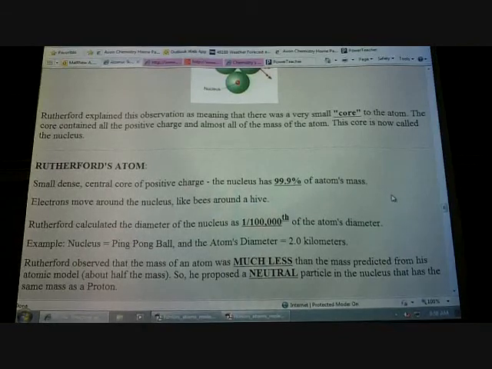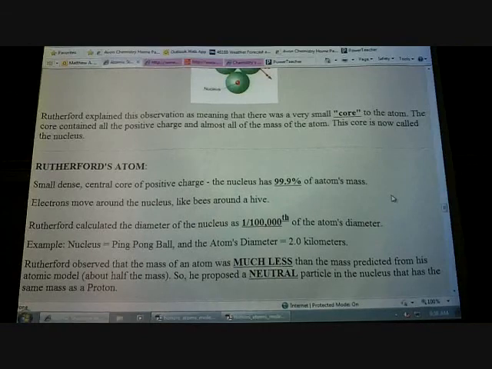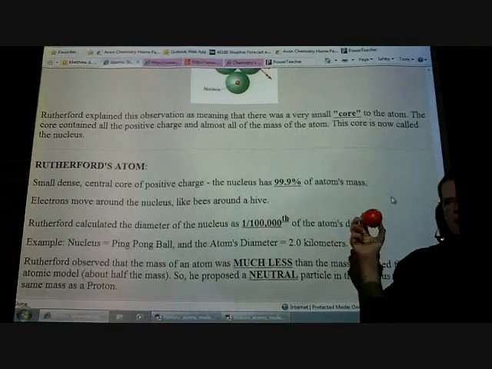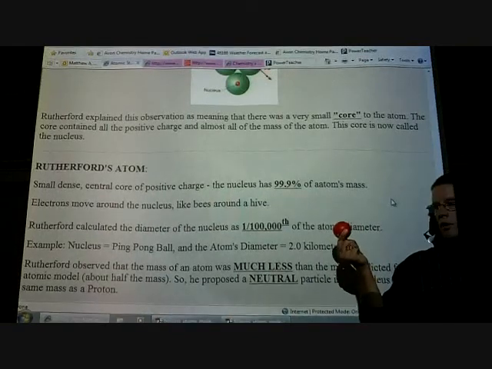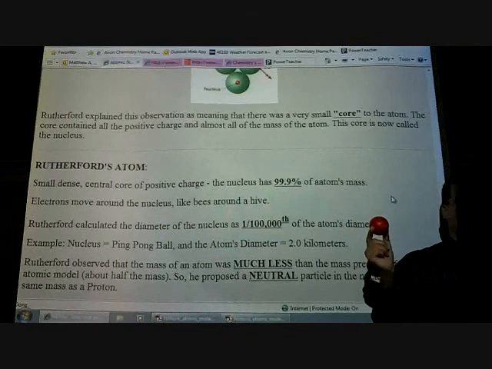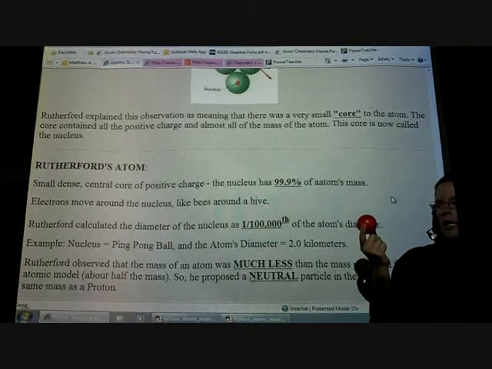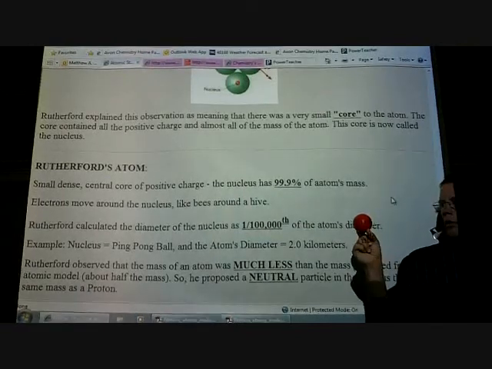If we were to put it into perspective, if this were the nucleus of a hydrogen atom, in that nucleus we have just one proton. There's one electron that's with this hydrogen atom. If we were to scale, where would the first electron be located?